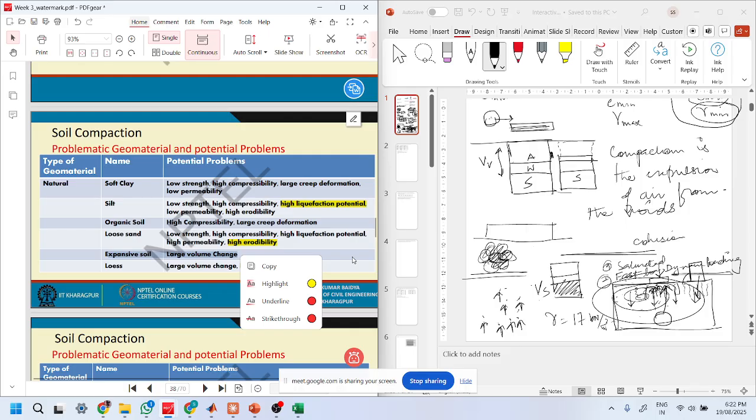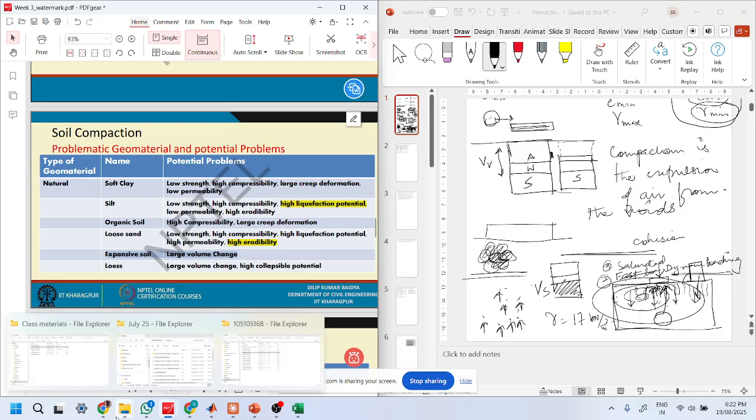Okay. And then expansive soil, because of large volume change, this is more for clay soil. Because as I said, because of the clay mineral, it behaves like a sponge. It has high water retaining capacity, and when it retains this water, it increases its size because the water has to go, it swells. And when it's dry, it shrinks to a very large extent.